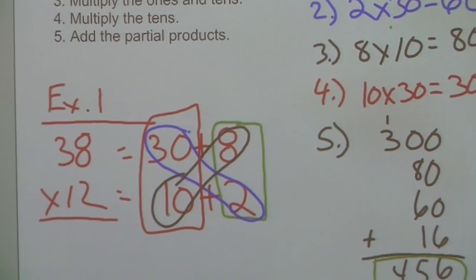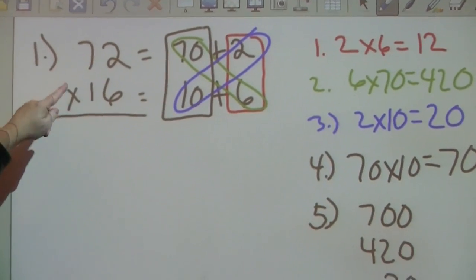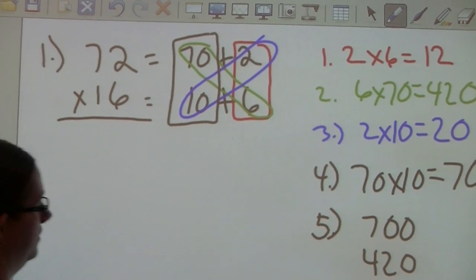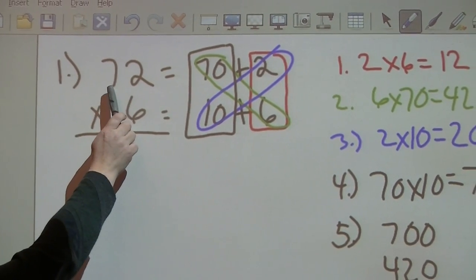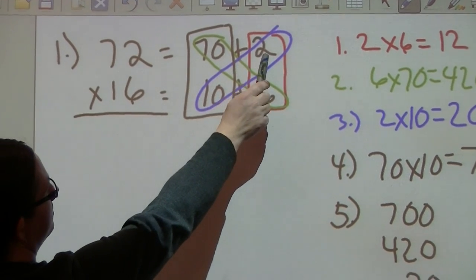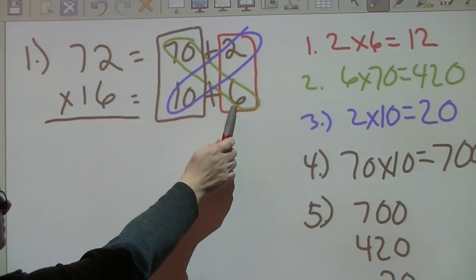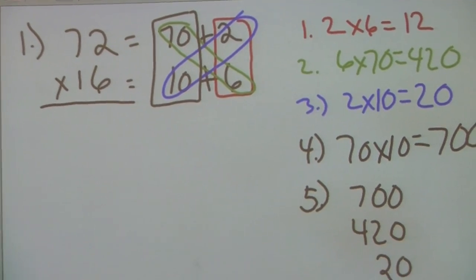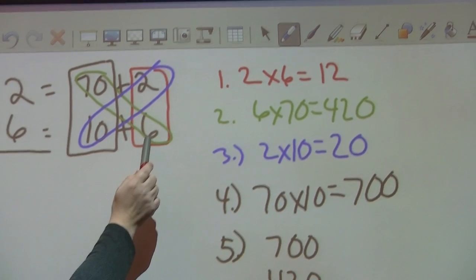Okay, let's practice another one. All right, let's do 72 times 16. Let's break 72 into expanded form. This becomes 70 plus 2. 16 becomes 10 plus 6. Okay, so now we're going to follow our steps. First step is to multiply the ones. That would be 2 and 6.